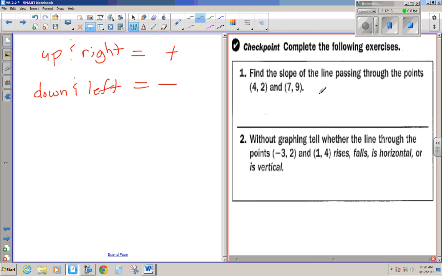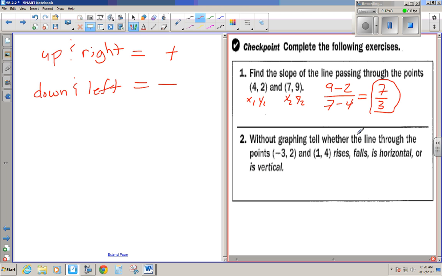Find the slope of a line passing through these points. You can do it however you want. For the most part, though, you should start by labeling them x1, y1, x2, y2, throwing them into the formula: 9 minus 2 over 7 minus 4. It becomes 7 over 3. Your slope is 7/3.